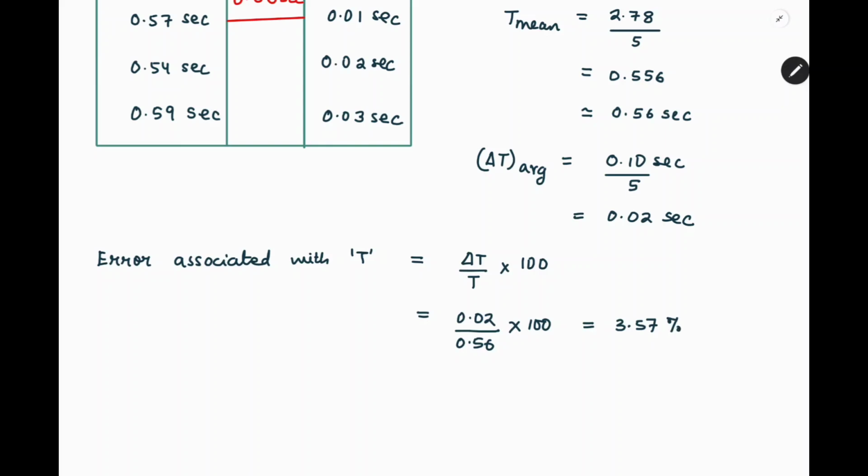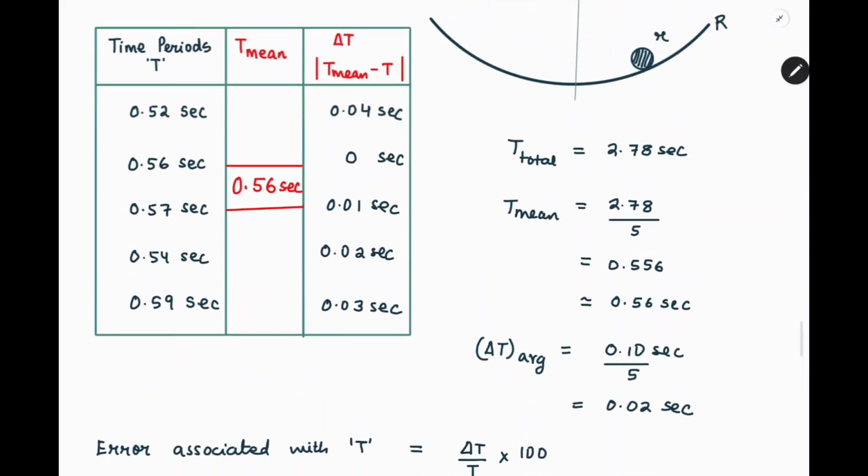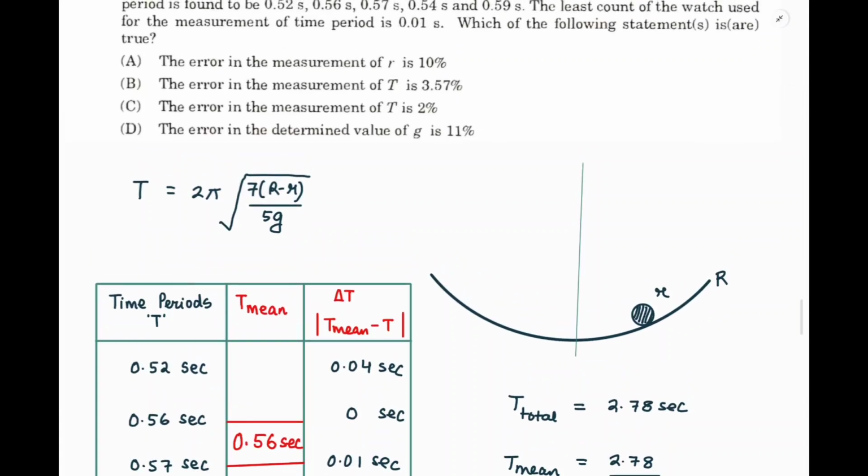So this is the error associated in the measurement of capital T, and if we go back to this problem, we can say that B alternative is correct. So alternative B is correct. The error in the measurement of T is 3.57 percentage.